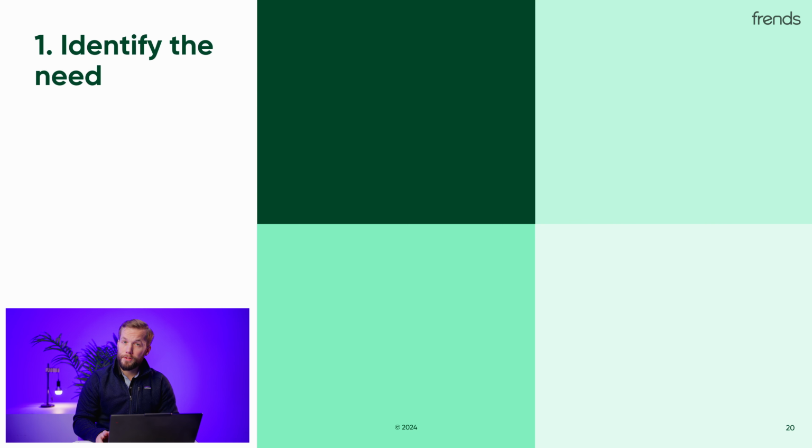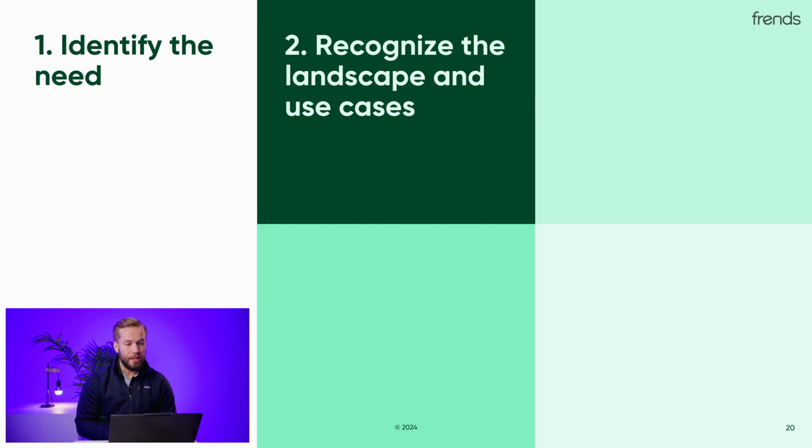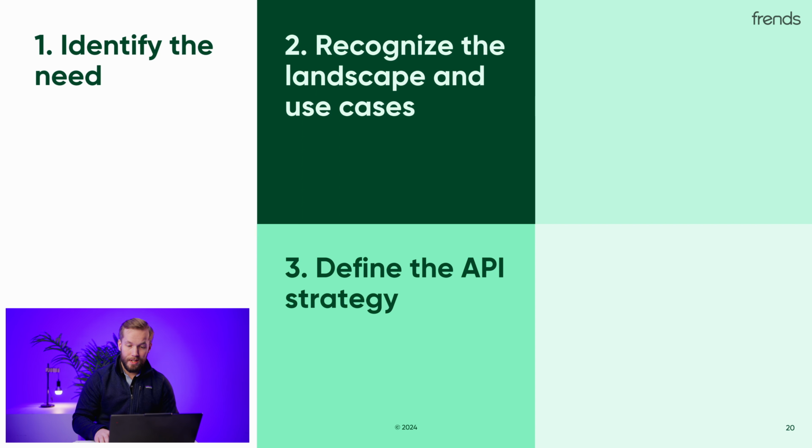Okay, first, identify the need. So, what are your business needs for the API strategy? And of course, need to recognize the landscape and use cases. So, where are the applications? Who are the API consumers? What are the actual API use cases? And then, when you have identified the need and the landscape and the use cases, then define the API strategy.